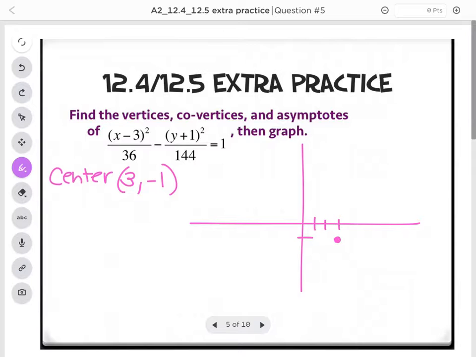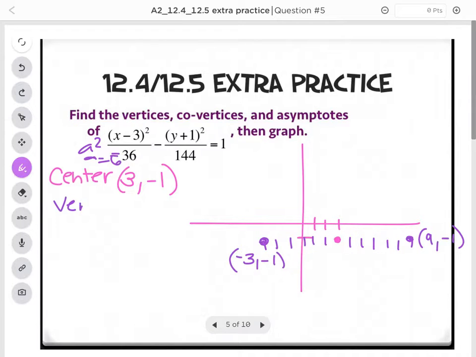Is this horizontal or vertical? It's horizontal, which means that my shift is going to happen along the x-axis for the a. So if this is a squared, then a is 6. Take that 3 and add 6 to it. So 3 plus 6 would put me at 9, negative 1. And subtract 6 from it. 3 minus 6 is negative 3, negative 1. So those are my vertices. I'm shifting the x.